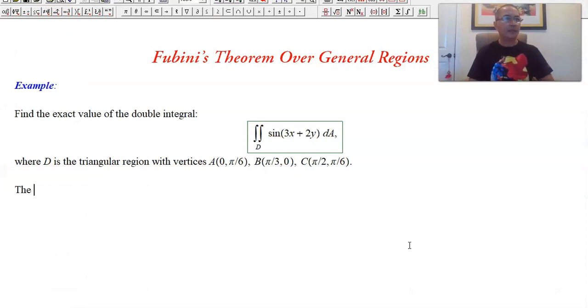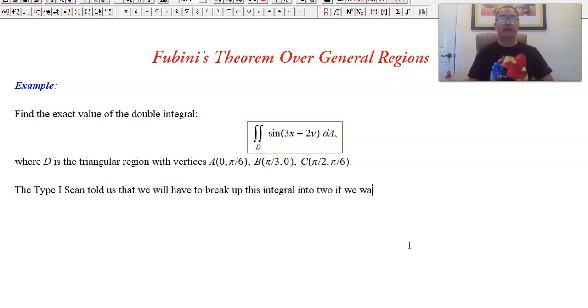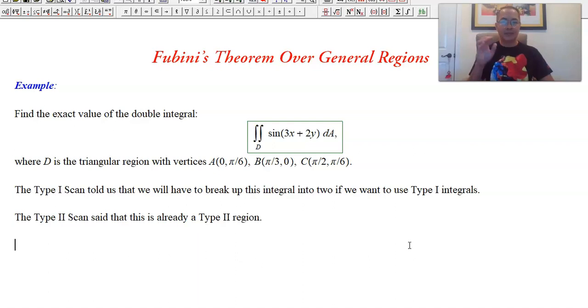All right, so let's just say that the type 1 scan told us that we will have to break up this integral into 2 if we want to use type 1 integrals. But the type 2 scan said that this is already a type 2 region. So might as well express it as a type 2 integral.